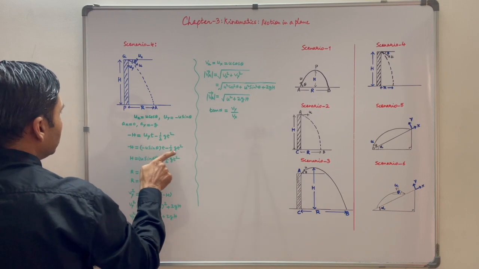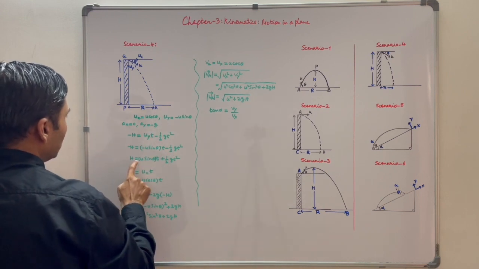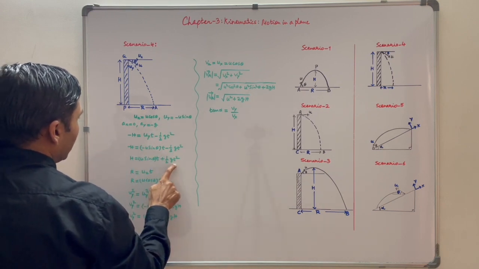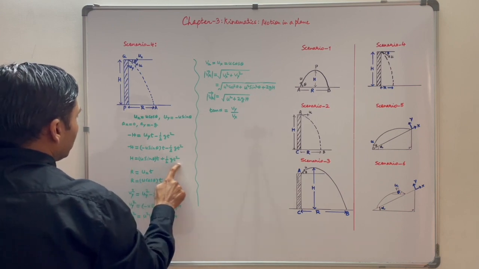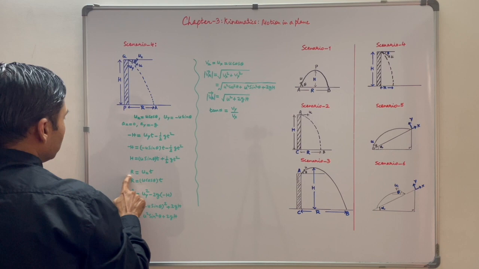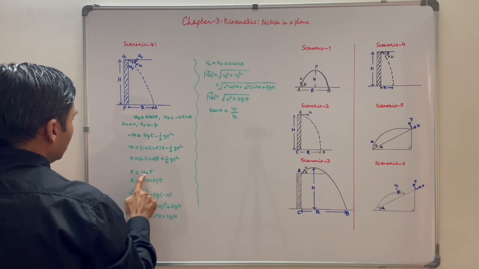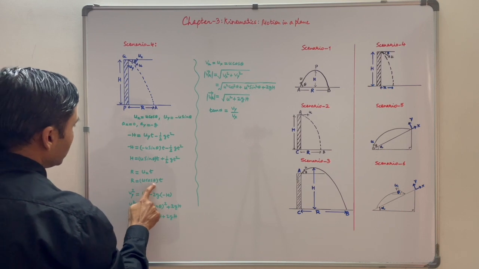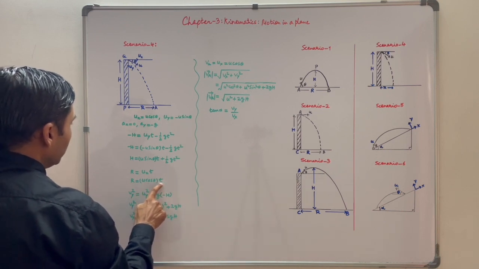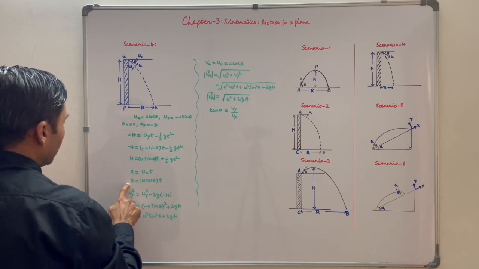Multiply both the sides with minus 1. So h is equal to U sin theta t plus half g t square. This equation gives the time of flight t. Range R is equal to Ux into t. Ux is equal to U cos theta. So R is equal to U cos theta into t. Knowing t, we can calculate range R.